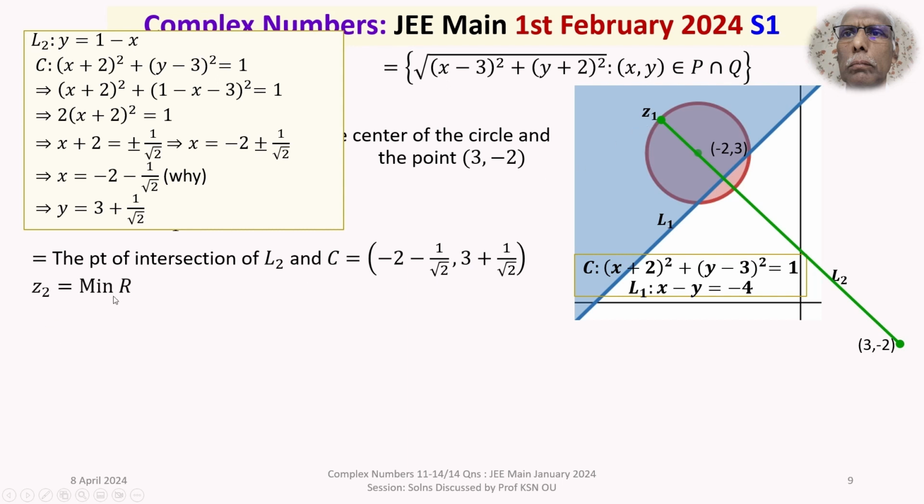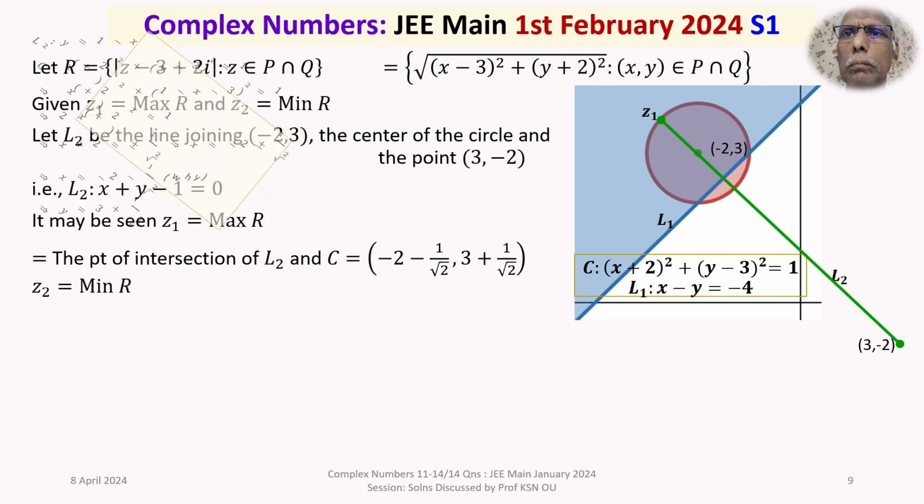So what is Z2? Z2 is the minimum of R. R is the shaded portion. The minimum length is this one. This is the minimum R. So that is what minimum of R is, this point Z2.